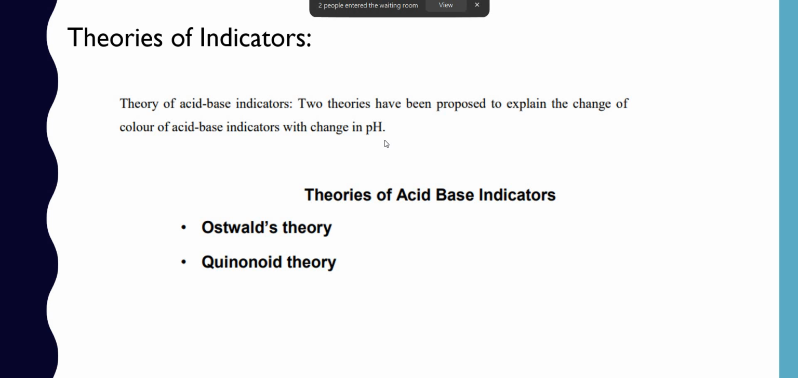So in theories of indicator, we had studied two theories of indicator, Oswald's theory and quinonoid theory.